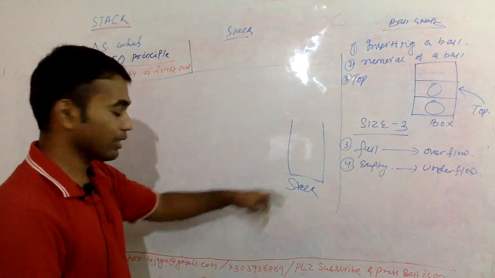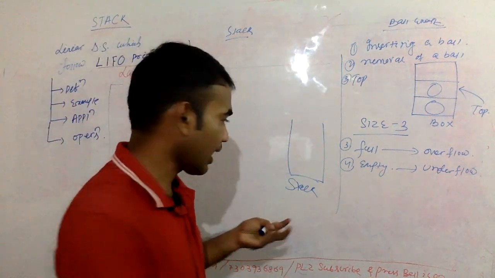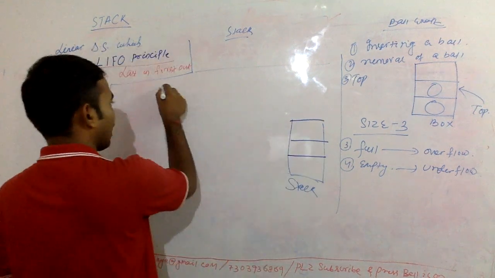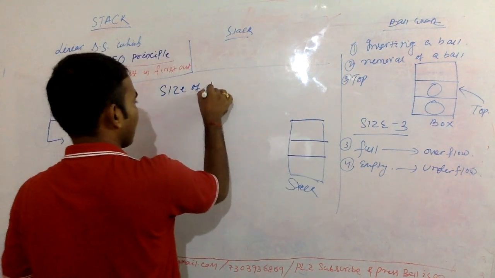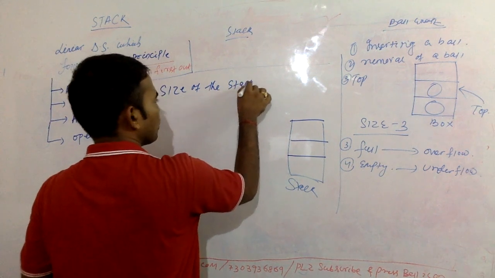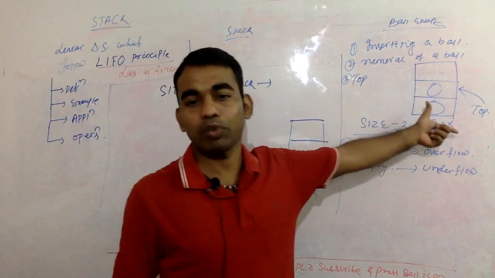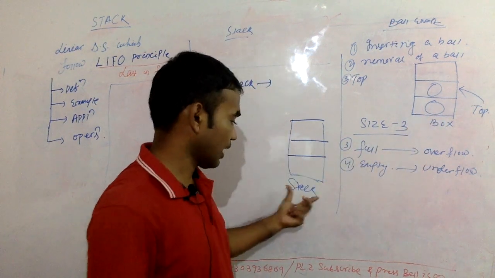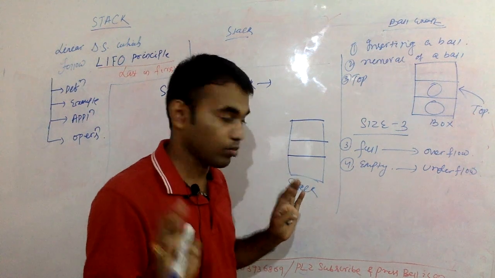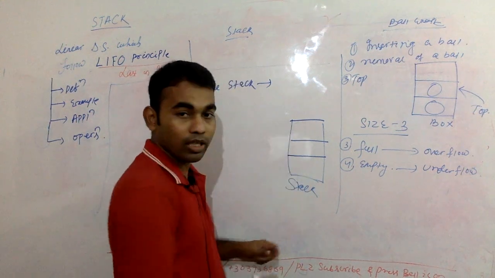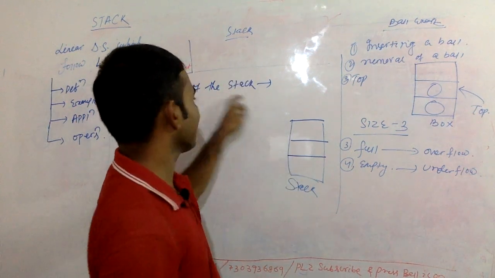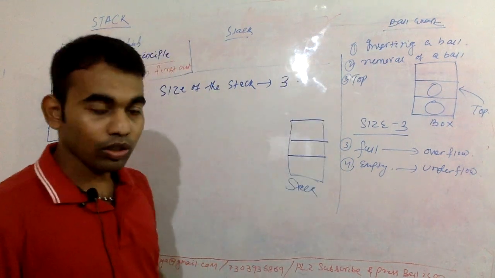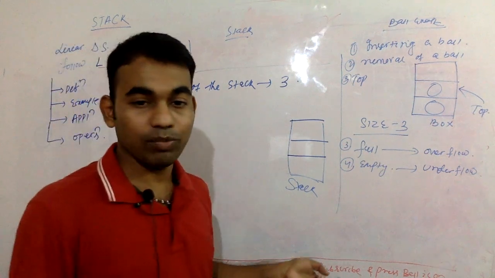Now if a stack is there, what are the terminologies involved in the stack? There are some terminologies. One is the size of the stack, which is exactly the same as the size of this particular box. Stack is nothing but an array which follows the LIFO principle. The size means how many elements it can contain. 3 elements, right? So the size of this particular stack is 3.